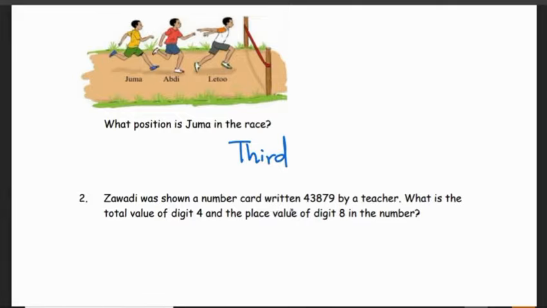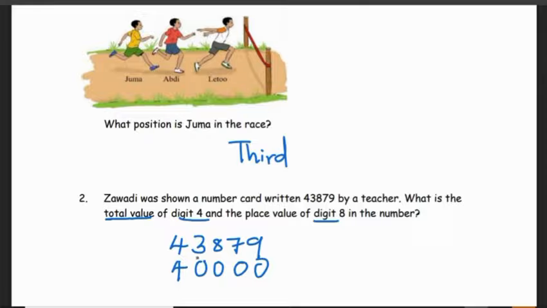Zawadi was shown a number card written 43879 by a teacher. What is the total value? We underline our main question. What is the total value of digit 4 and the place value of digit 8 in the number? So first let's answer the first part, the total value of digit 4. We can write the number again. We have 43879. For total value, you just write the digit where it is, and the rest of the numbers you turn into zeros. Here you're going to have 40,000. That's the total value.